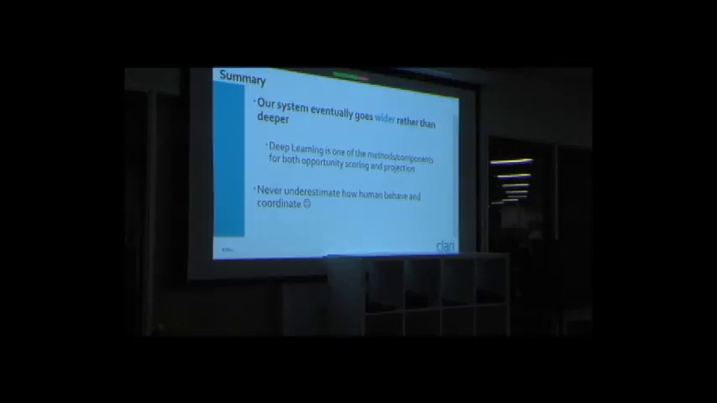Actually, in the system, we have regression, we have clustering, we have classification. All these come together. So that's why we tend to have model selection for both opportunity scoring and projection, and let the model selection process decide which one works the best.